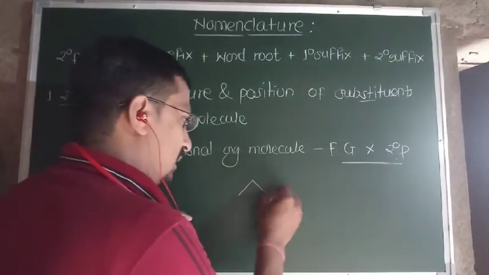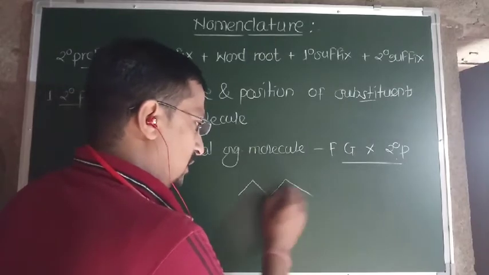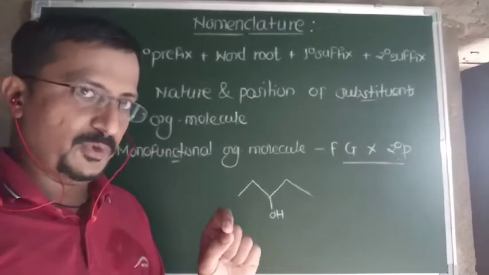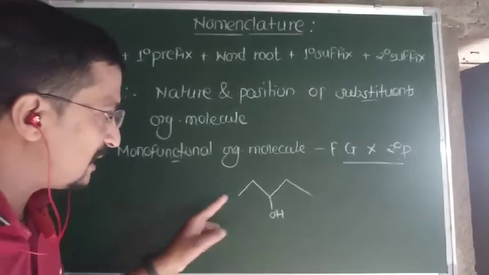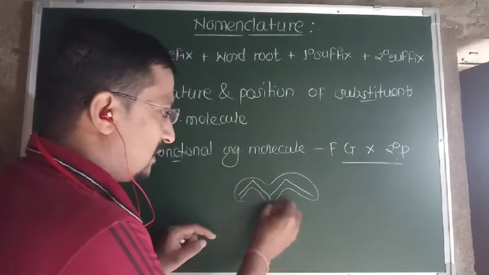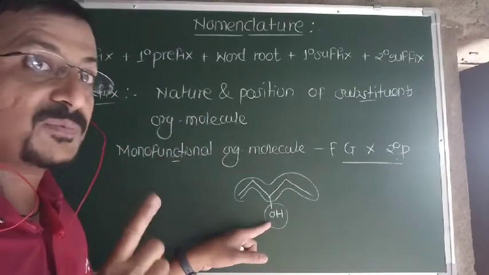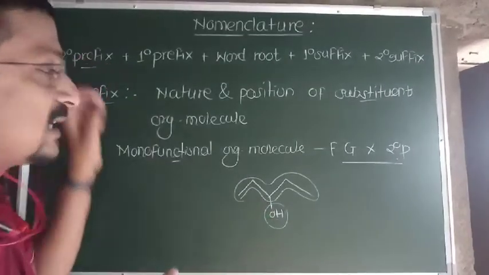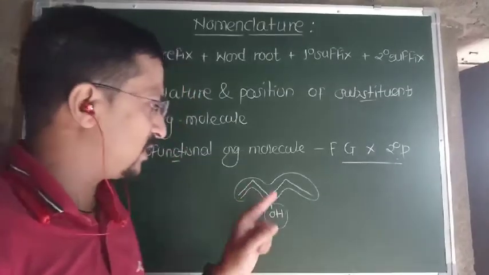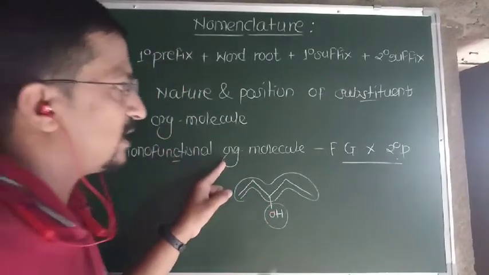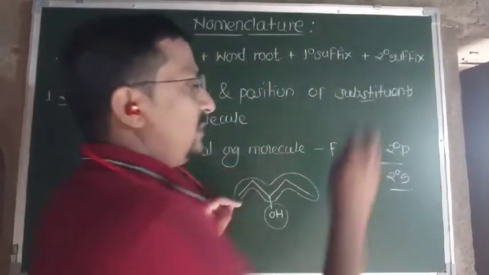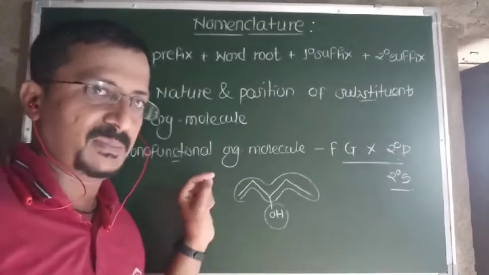Means if you consider a molecule, structure like this suppose, and here it is OH. This OH is the functional group, alcoholic. So in this case, this OH is not considered as a substituent, means don't consider this OH as a secondary prefix, because it is a functional group. So a functional group in a monofunctional organic compound is not considered as a secondary prefix. Instead of that, it is a secondary suffix. We will discuss after some time, isn't it?